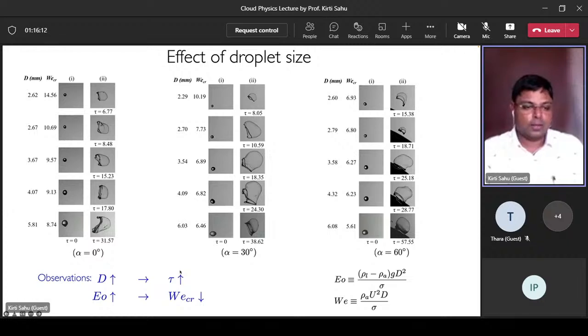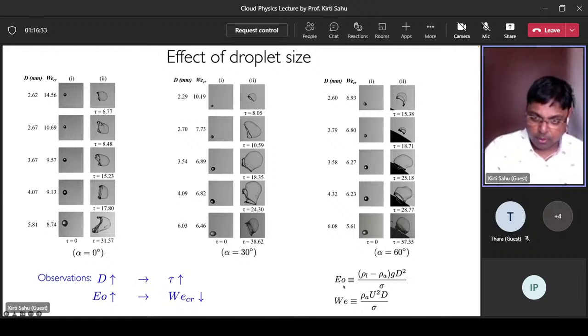So what we can observe from these results are summarized here. As we increase the diameter of the drops, the time at which the bag breakup occurs increases.